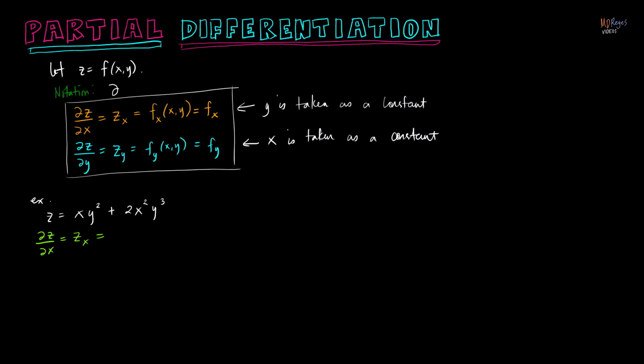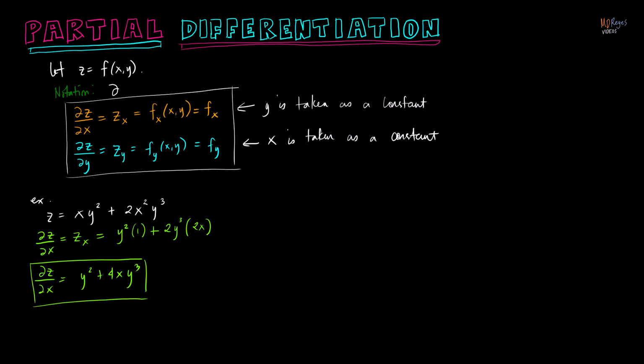Okay, so in the first term, xy squared, y squared is just a constant. Let's just copy that. So the derivative of x with respect to x is just 1. So that's it. For the second term, 2x squared y cubed, 2 is a constant, no doubt, and then y cubed is also taken as a constant. And then the derivative of x squared with respect to x is 2x. So the partial derivative of z with respect to x is equal to y squared plus 4xy cubed.